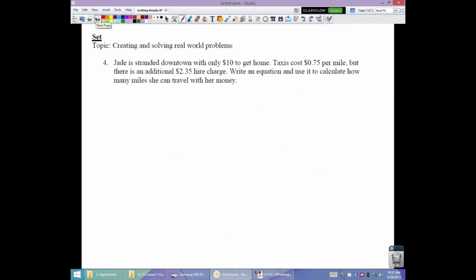All right, numbers 4 and 5, we have 2 word problems to do. We love these. So all word problems, we will start with our let statement. So we need to identify what is unknown in this problem. So Jade is stranded downtown with only $10 to get home. A taxi will cost her 75 cents per mile, but also a flat fee of $2.35. Okay? So 75 cents per mile and $2.35 flat fee. We want to know how many miles she can travel with her money. So let x be the number of miles.